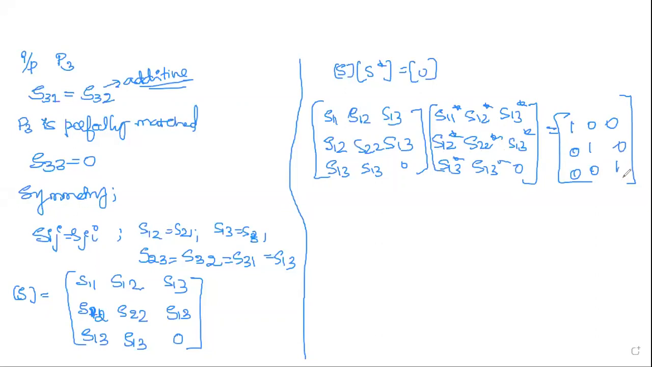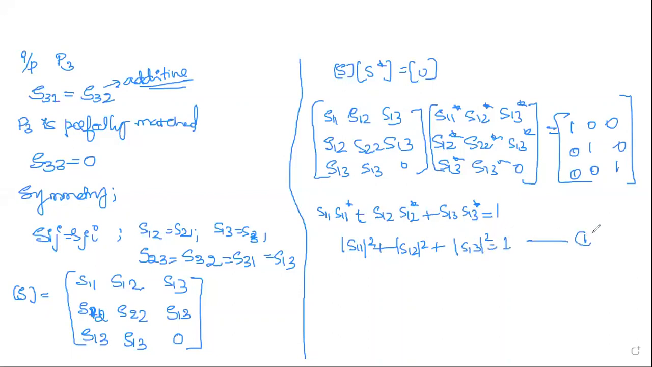Now the next step, you know what you have to do. You have to consider the first row of the first matrix, and similarly the first column of the second matrix. So the equation will be S11 S11 star plus S12 S12 star plus S13 S13 star is equal to 1. If I consider the magnitude of this, it will be S11 square plus S12 square plus S13 square is equal to 1. Consider this as equation 1.